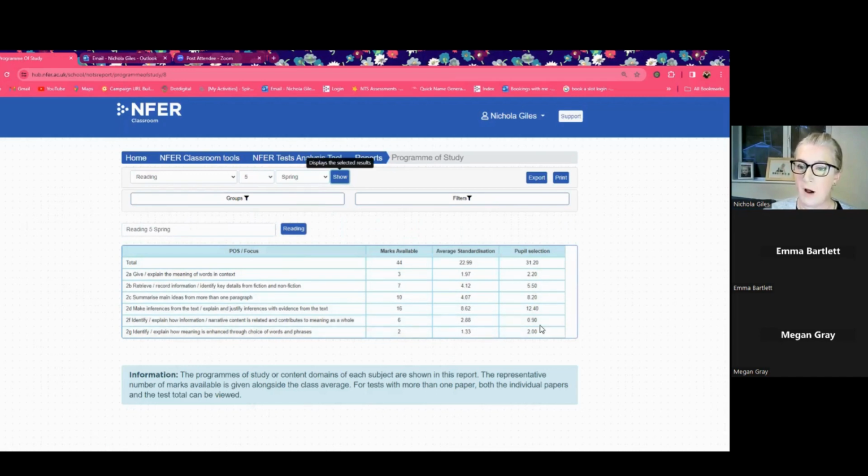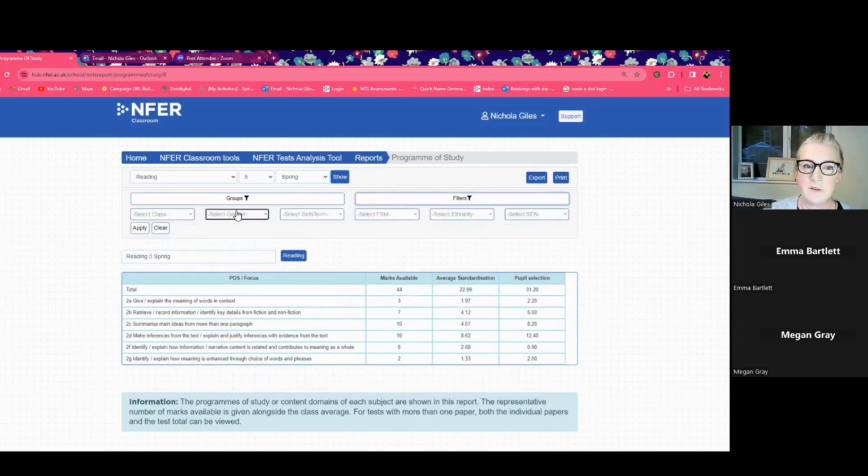Now, already I would clearly look at this and go, okay, it's 2F. So a real difference already I can clearly see, and that might be around subject knowledge of teachers as well. But 2F, identify and explain how information and the content's related, might be something you don't do until later in the year, or it might be something your students are really, really struggling with. And again, you can start to have a look.